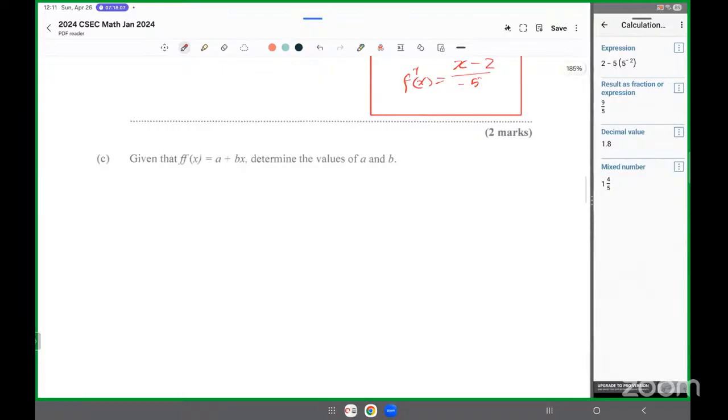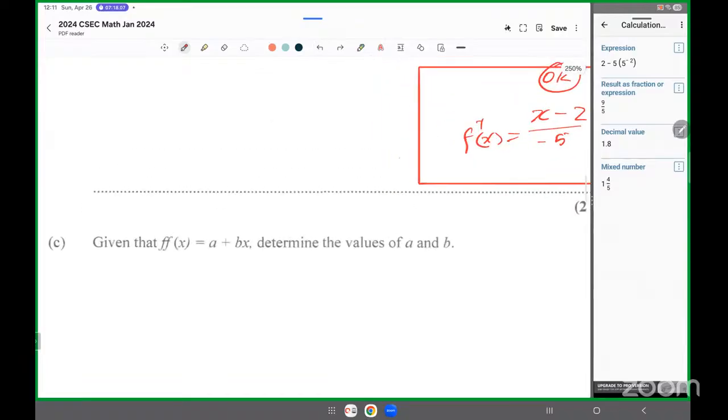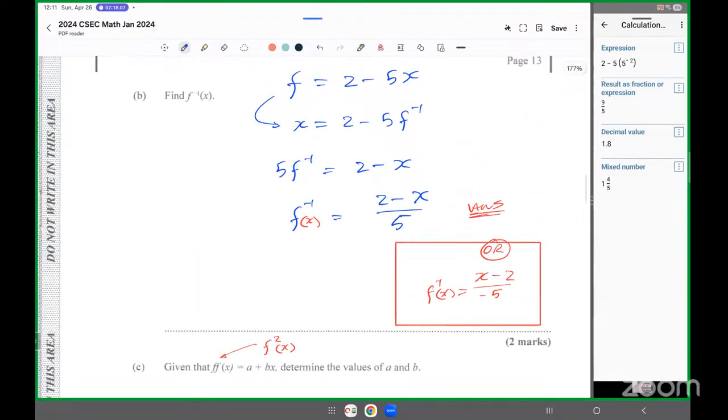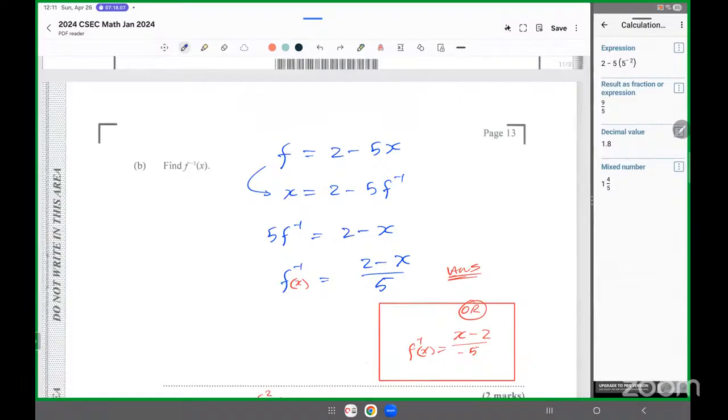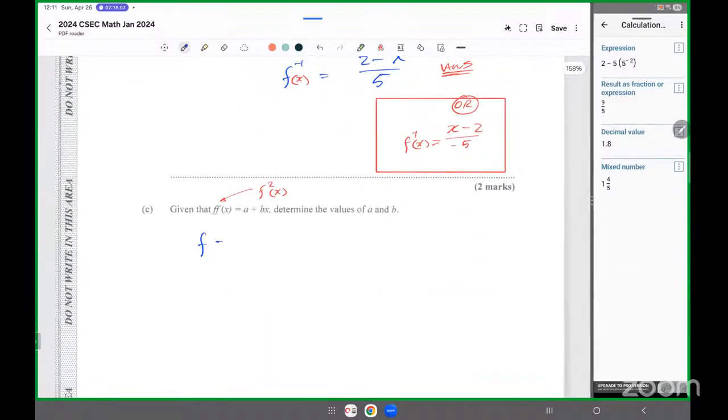Next question: we must find f of f of x in this form. Remember, this f of f could have been written as f squared of x, meaning the same thing. It means that they put f into itself. So what is f again? f will be 2 minus 5x. So we have f equals 2 minus 5x.